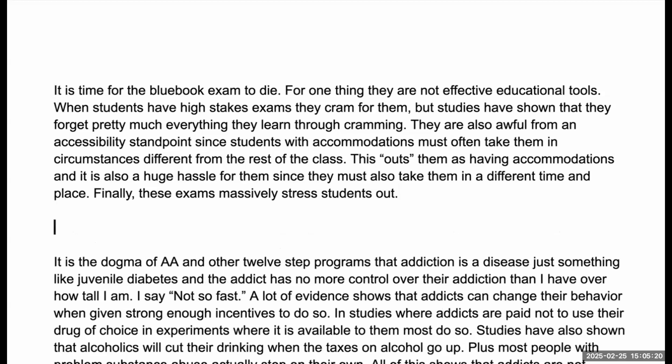So you guys will notice, look, it's time for the Blue Book exam to die. What is the conclusion of this argument? You might just say it's time for the Blue Book exam to die, but that's kind of loose metaphorical speech. Obviously this person doesn't want us to take a Blue Book out in a field and shoot it with a shotgun, right? Or burn it, right? What are they saying? They're saying that professors should stop giving Blue Book exams, right? How do we phrase their conclusion?